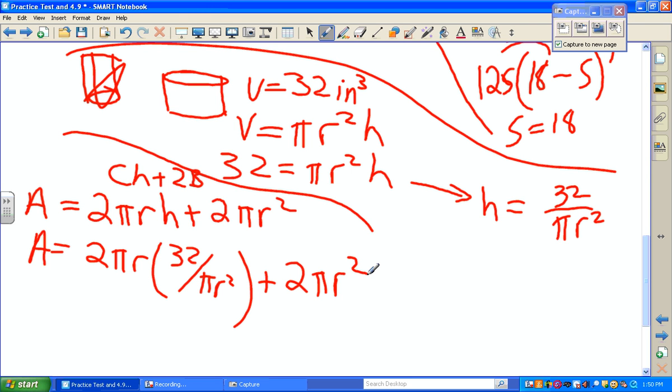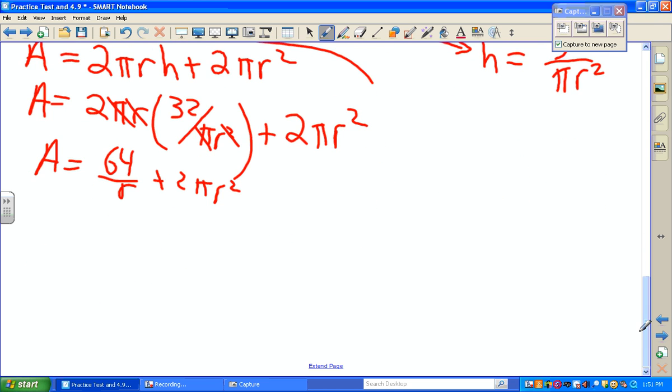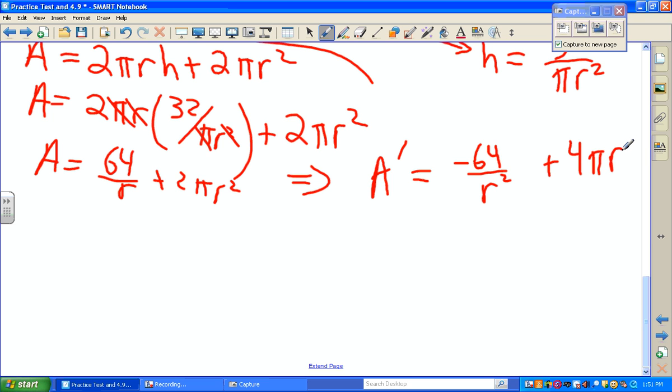Oh, that's not so bad. Some things multiply out. So A equals, the pi's divide, 64 over R. Now to maximize or minimize this, obviously I'm going to take the derivative. So A prime, I'm going to go this way: negative 64 over R squared plus 4 pi R.